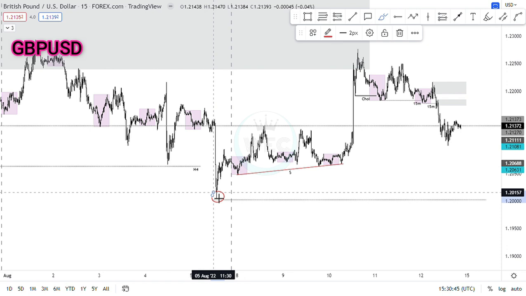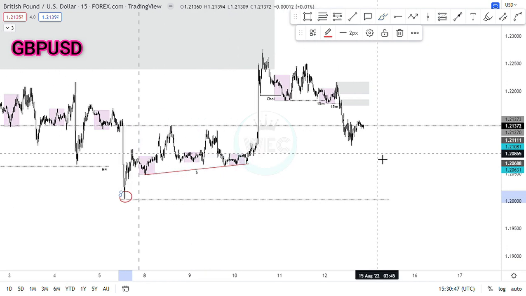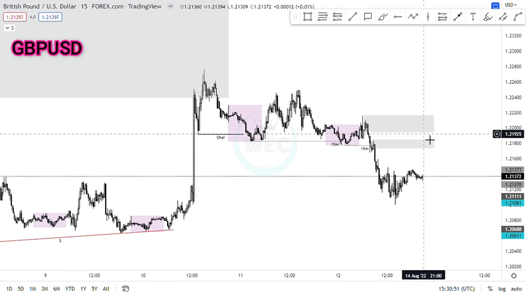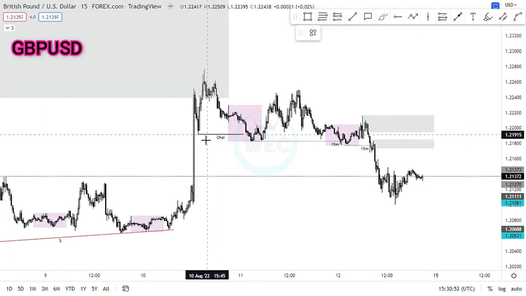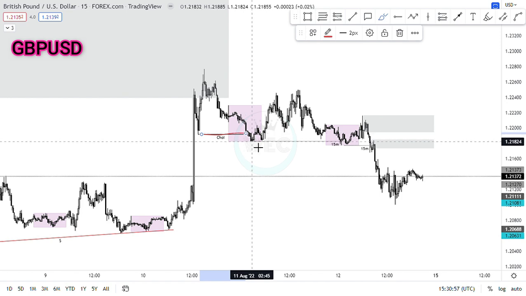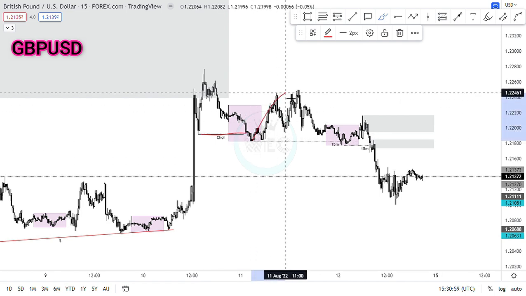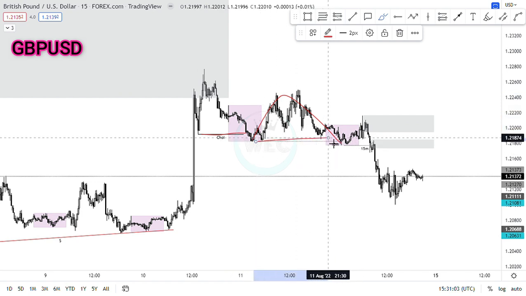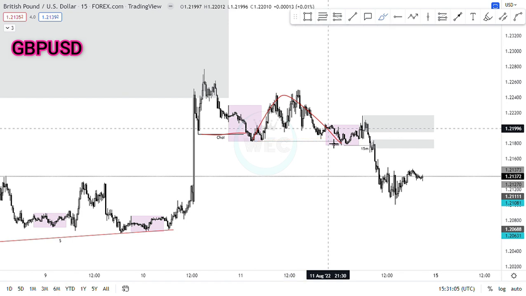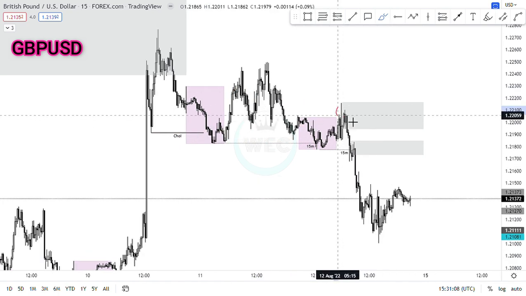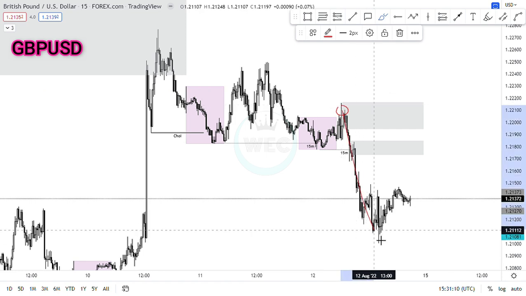Right in here, what can I say about M15? This was where we had that change of intent on M15. We made a retracement, we made a push back down, and we broke structure to the downside. That's a follow-through break of structure on M15. And after that, we see this level in here, which made a push to the downside.